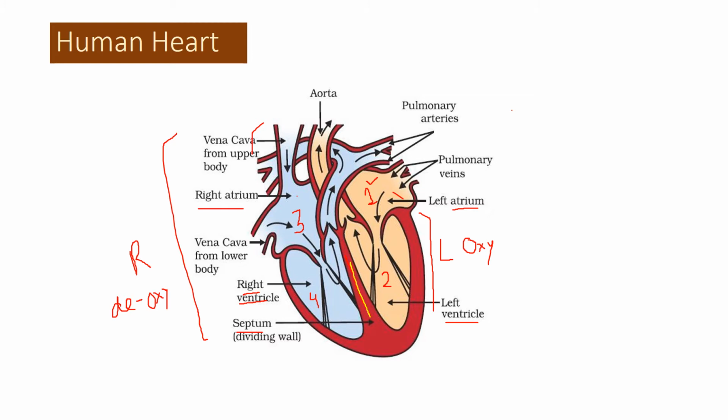In the same way, deoxygenated blood comes first into the right atrium, and then it goes to the right ventricle, and from the right ventricle it goes to the lungs for purification. See in the next slide now.